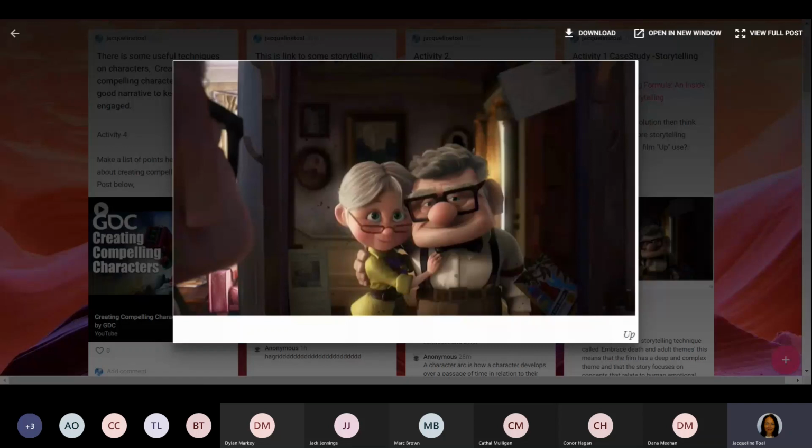So any different core storytelling techniques that you might think of? I had just said the embrace death and adult themes technique was used to good effect, and adds a lot of emotional depth to the main theme and invests us in the character's story. Okay, no, that's good. Yeah.